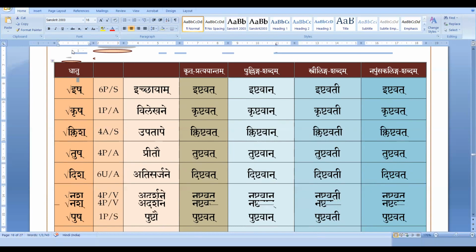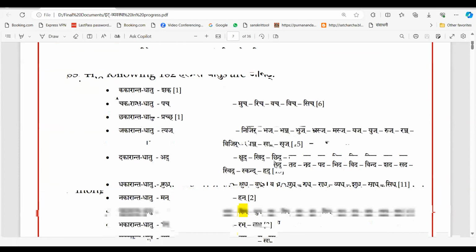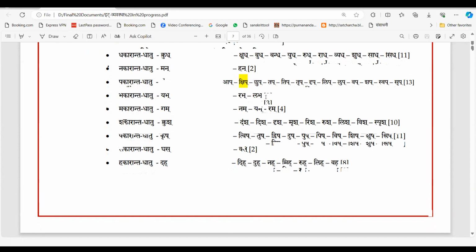Taking the first dhatu, it is ish dhatu. The aupadeshika dhatu is ishu, an udit dhatu, a shakaranta dhatu. You have to see the list in the haladi section, the list of anit dhatus. Shakaranta ish dhatu is not in the list. Therefore, it must be set. If it is in the list, it is anit. Not in the list, therefore it must be set.